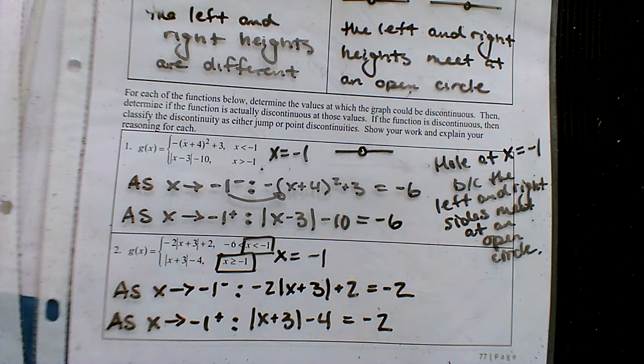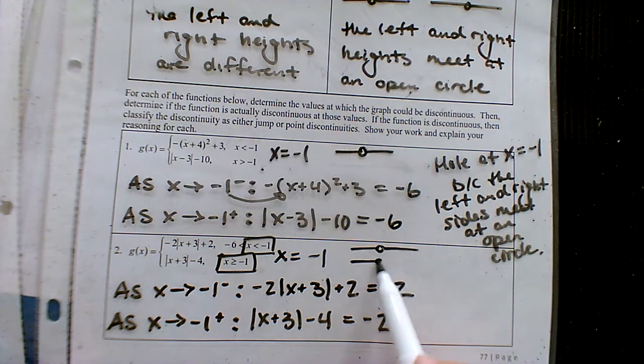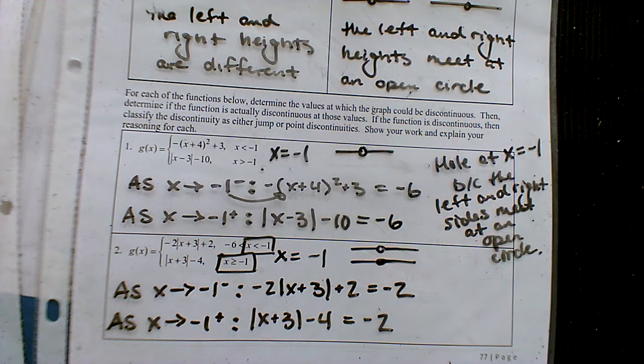Okay, they're going to meet up. The question is, what's happening where they meet? Do they meet at an open circle? Do they meet at a closed circle? There's a big difference between the two. What do you think, Julia? Why?